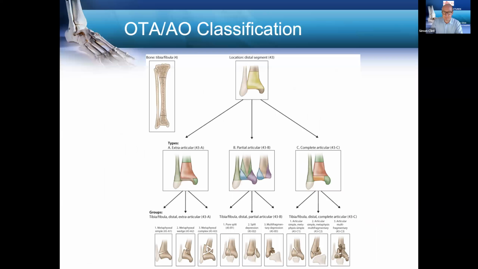And really, the majority of the literature and the majority of the talk concentrates on these complete articular, i.e. there's no bony continuity between the shaft and the weight-bearing surface of the distal tibia.